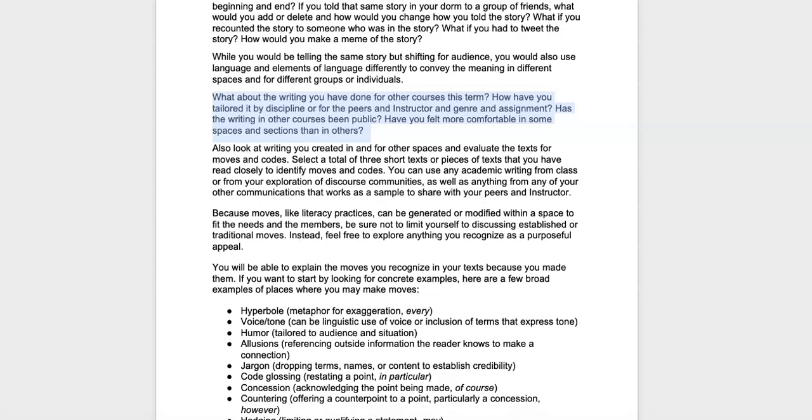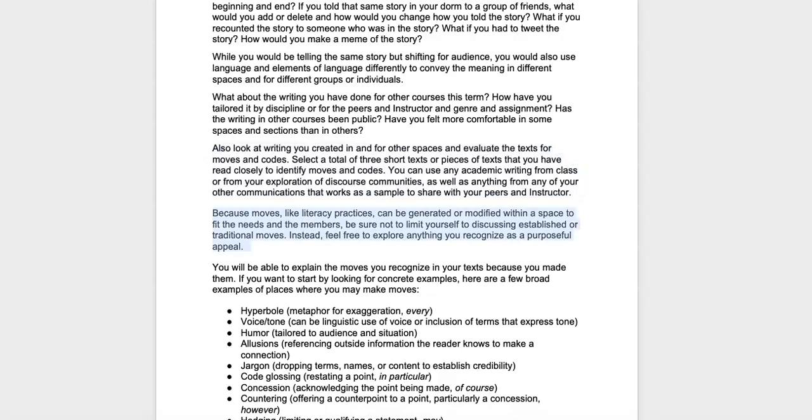Have you felt more comfortable in some spaces and sections than in others? Also look at writing you created in and for other spaces and evaluate the texts for moves and codes. Select a total of 3 short texts or pieces of text that you have read closely to identify moves and codes. You can use any academic writing from class or from your exploration of discourse communities, as well as anything from any of your other communications that work as a sample to share with your peers and instructors.